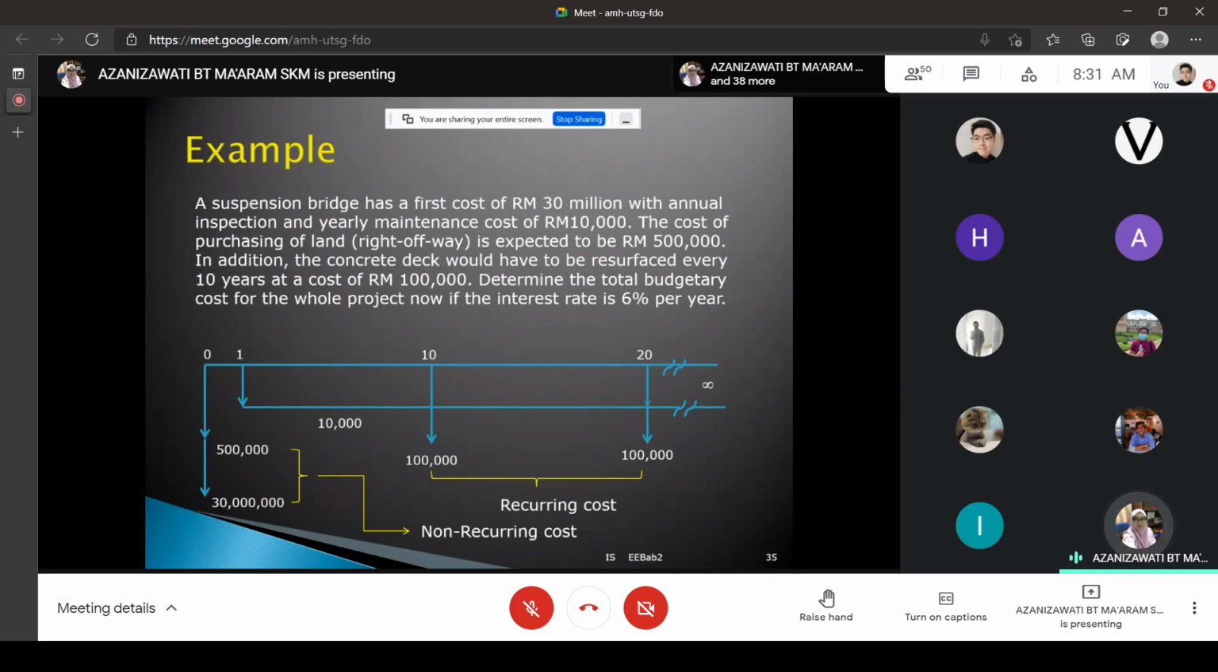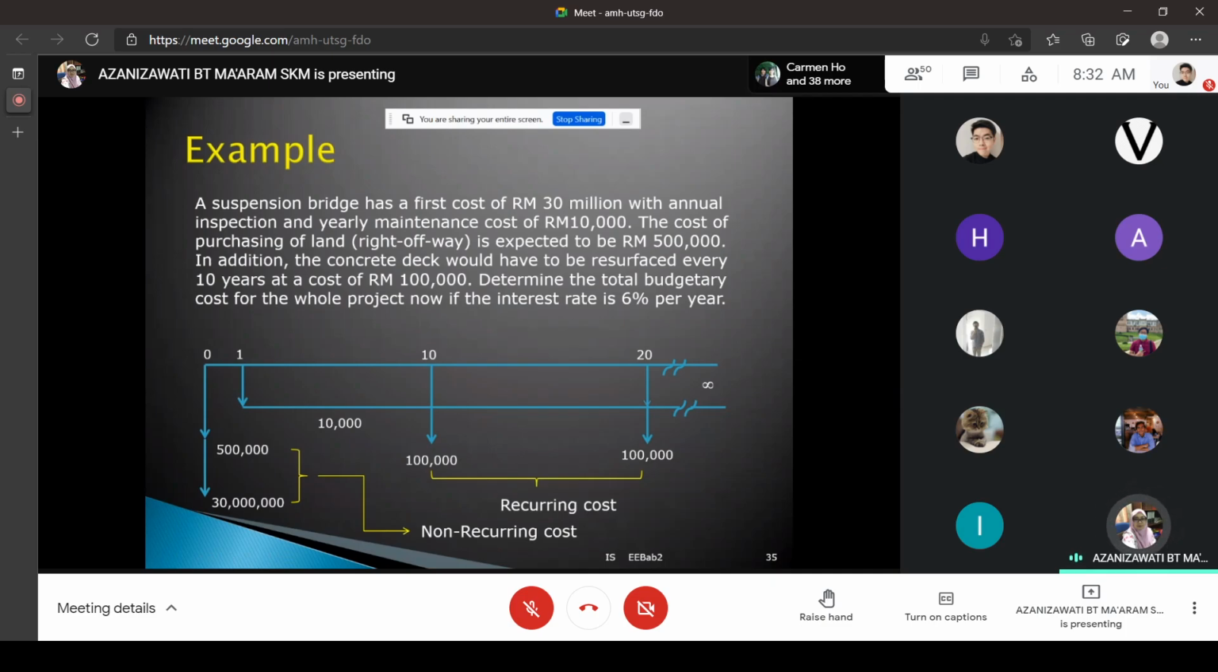The cost of purchasing land right of way is expected to be 500,000. So this is on top of the 30 million that we want to invest. We have to also purchase the land with 500,000. That happens in year 0.